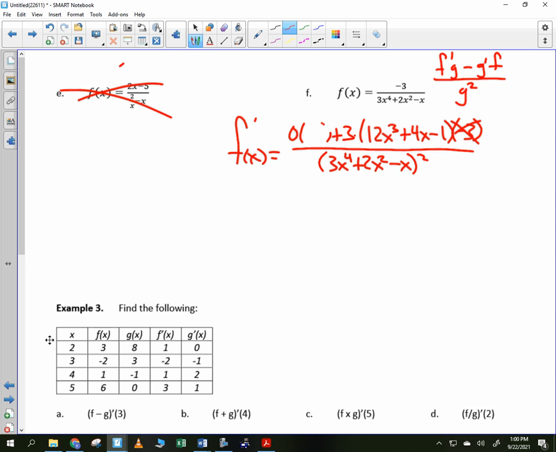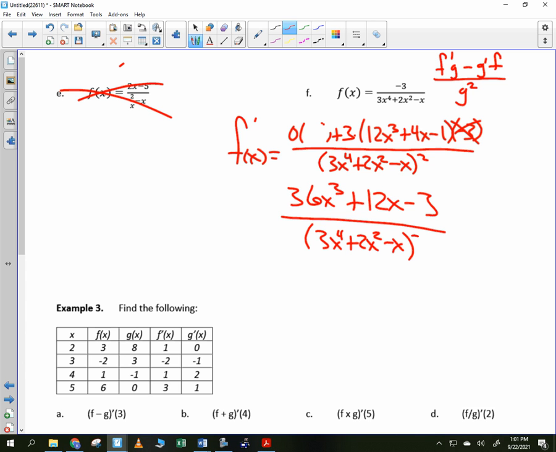So then you can see in the top, we get 36x cubed plus 12x minus 3 all over 3x to the 4th plus 2x squared minus x, that quantity squared. That's the derivative.